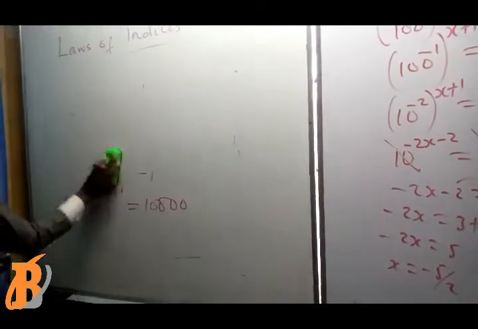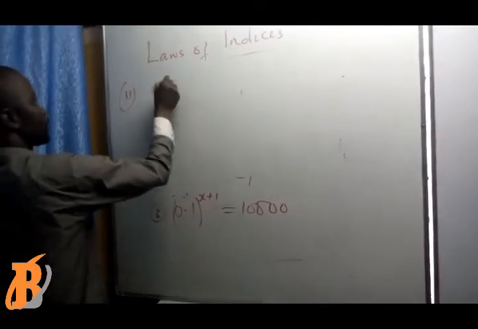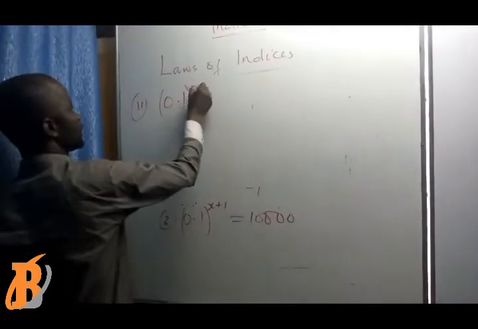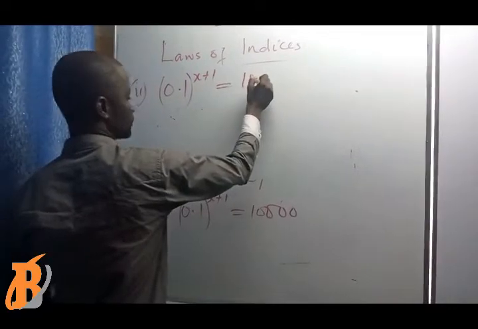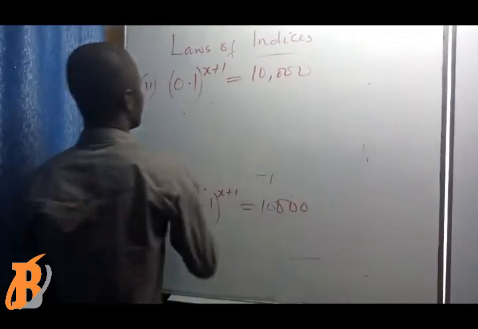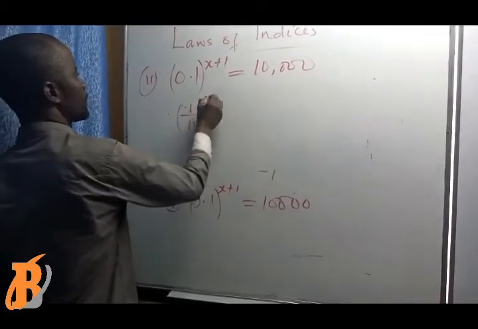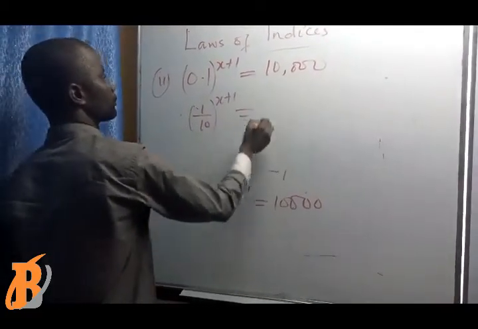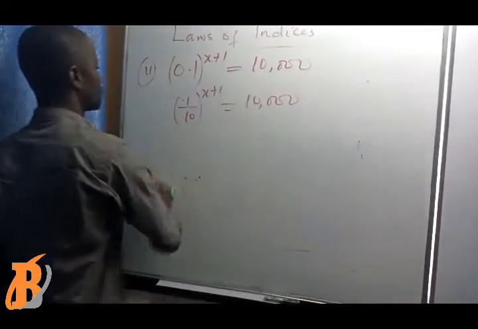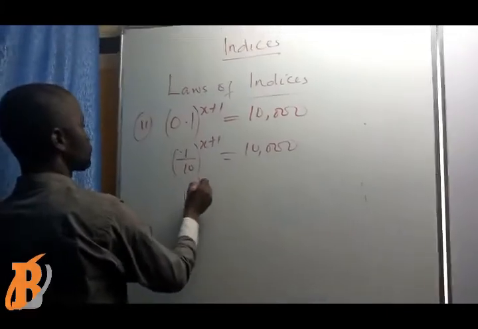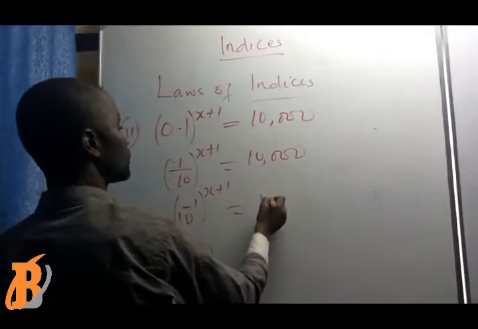The third question is question 3: 0.1 of x plus 1 equal to 10,000. Now this one, in terms of fractions, is 1 over 10 into x plus 1 is equal to 10,000. Now this one is 10 power minus 1 into x plus 1 is equal to 10 raised to power 4.